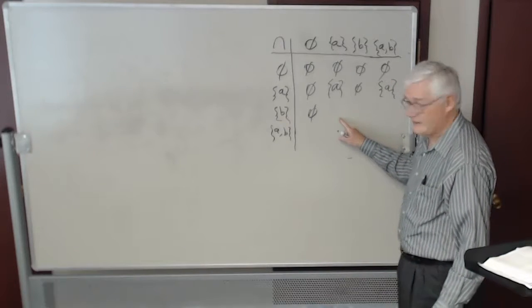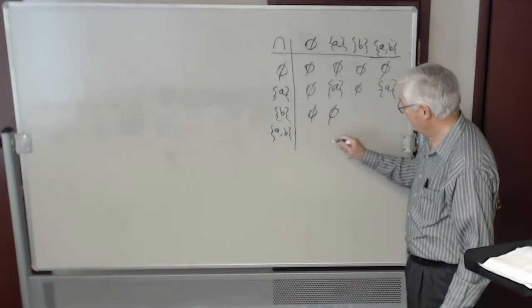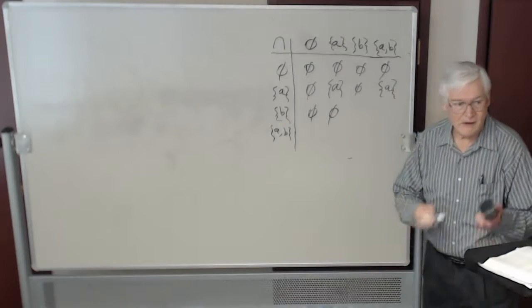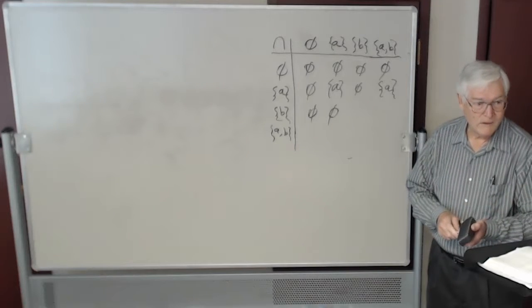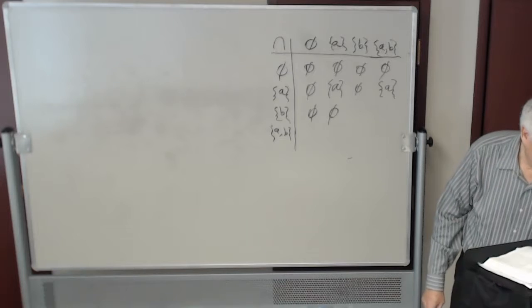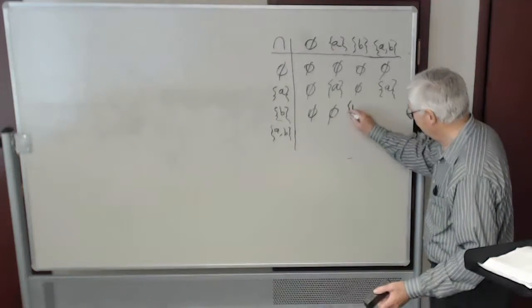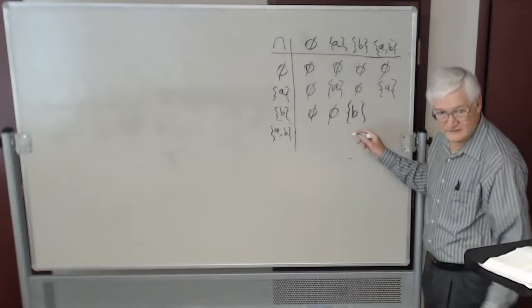Do you know what to put here? Empty set. Everybody know why we put empty set there? Because there's not a B. Because B and A don't have anything in common, do they? Then what's the next one? B. Everybody see where we're getting this stuff?